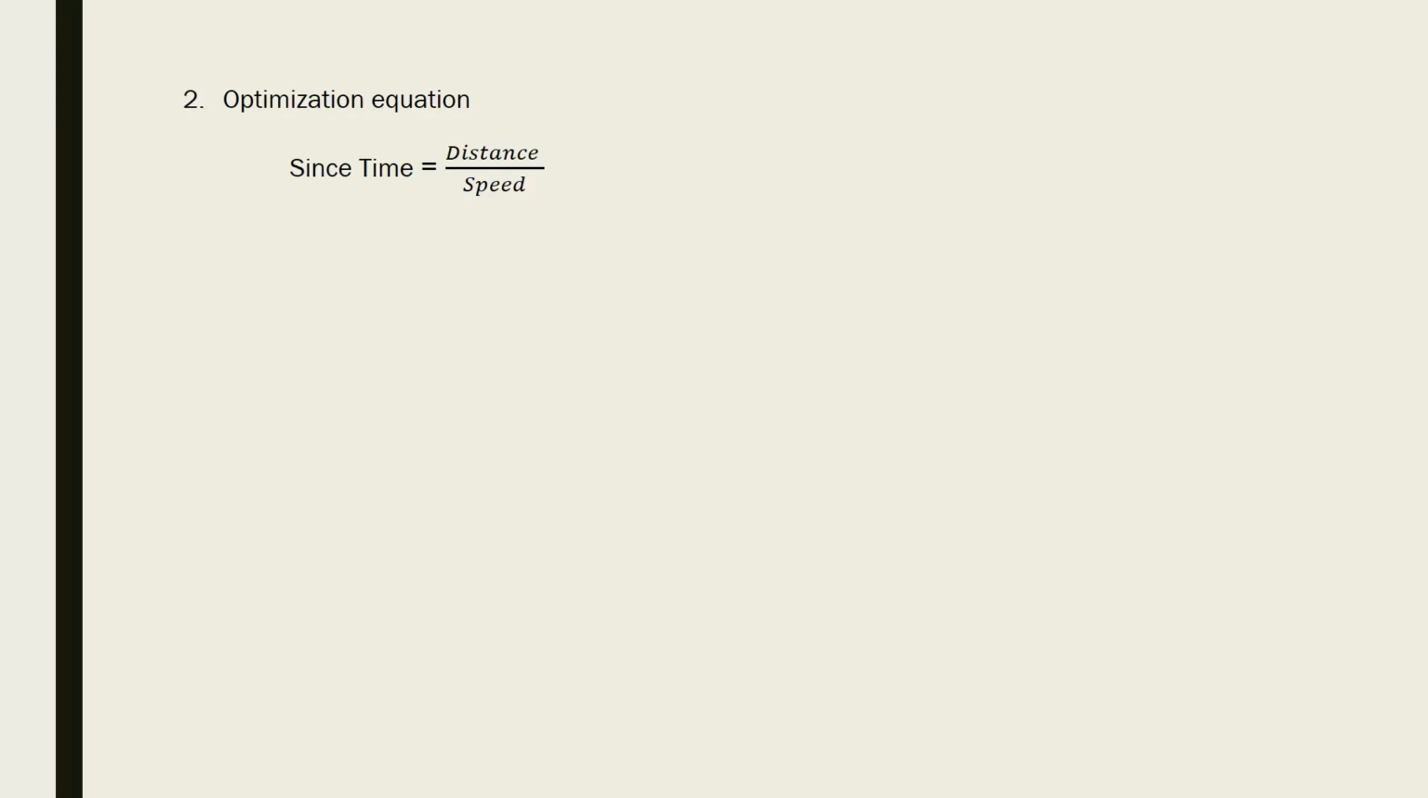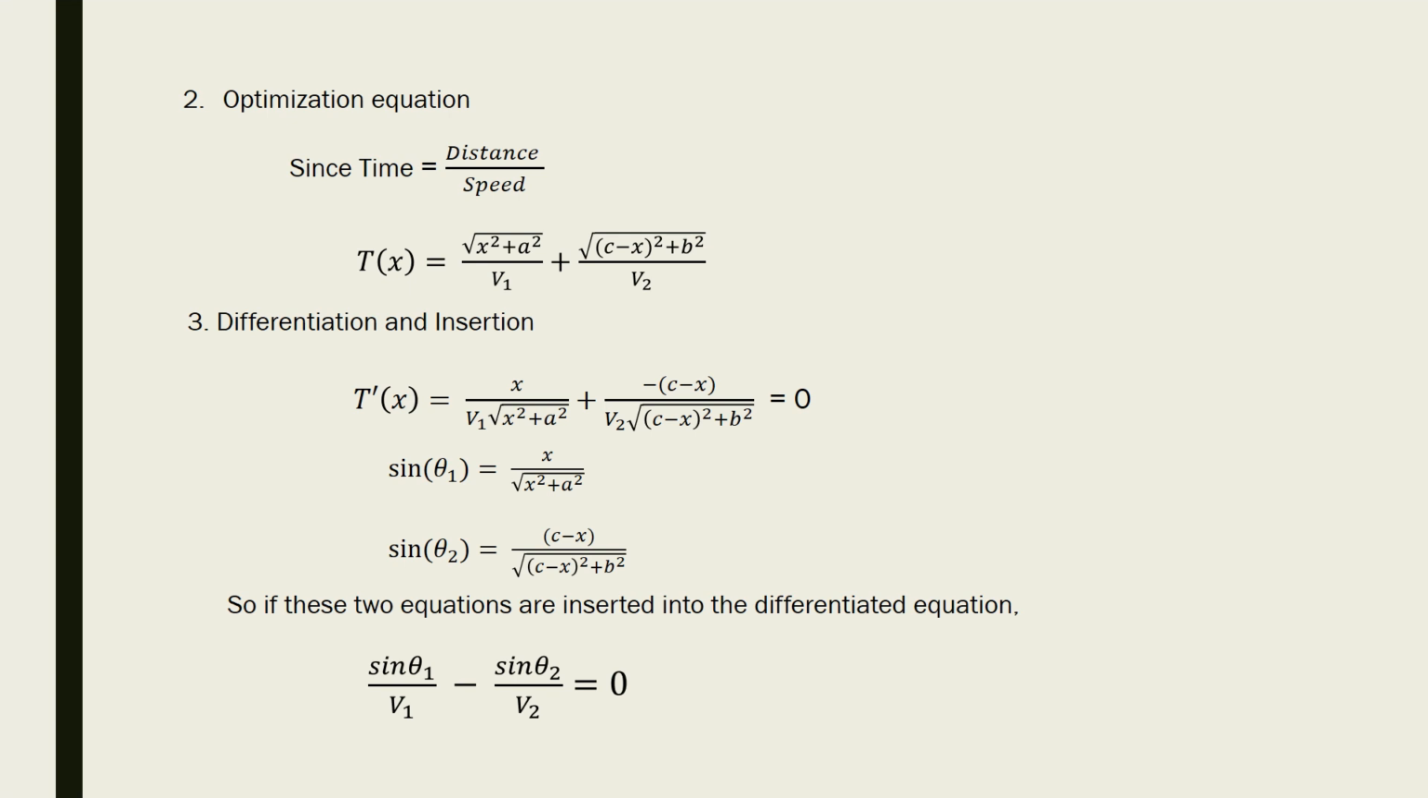And the optimization equation, since time equals distance over speed, the function T(x) equals the square root of x squared plus a squared over v1, plus the square root of (c minus x) squared plus b squared over v2. And thirdly, let's find the differentiation and then insert it.